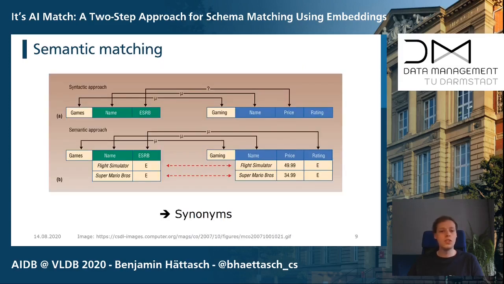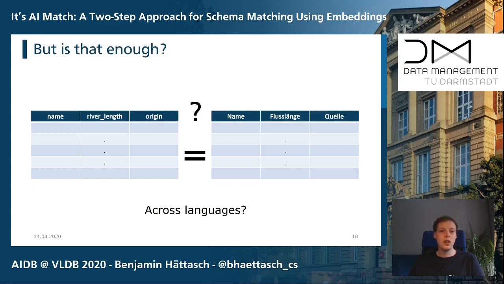So what we want is some semantic matching that is able to find not only strings that are the same or very close to each other, but also different strings that represent the same concept. However, just finding synonyms, which can be done with resources like WordNet or also with learned models, is not enough. We also might want to find matches across languages.